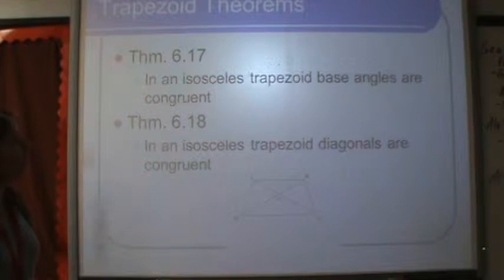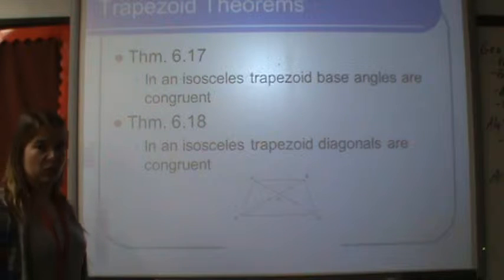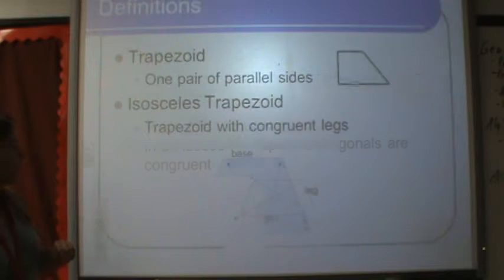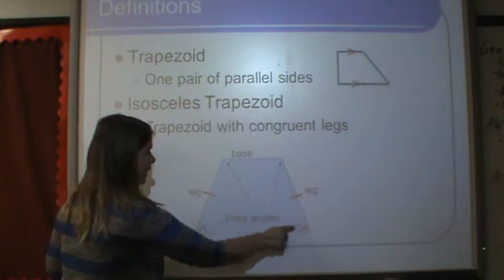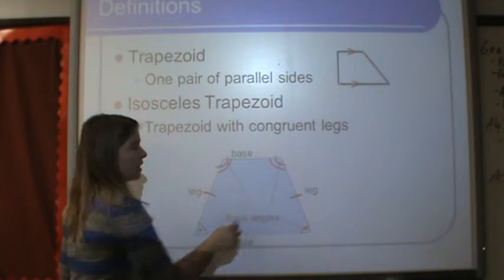Now, what do we know about in a trapezoid? If you notice, both of these apply to only isosceles trapezoids, so we have to see that those legs are congruent. So in an isosceles trapezoid, your base angles are congruent. So if you go back to the figure we had before, these two angles are the same measure, and these two angles are the same measure.